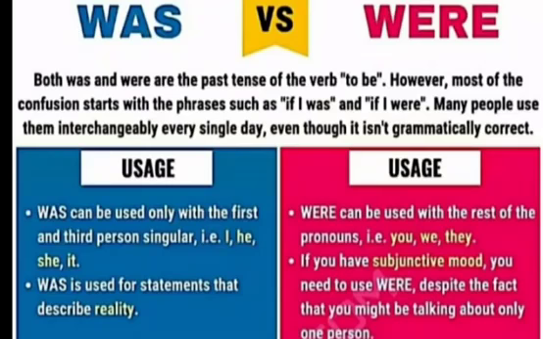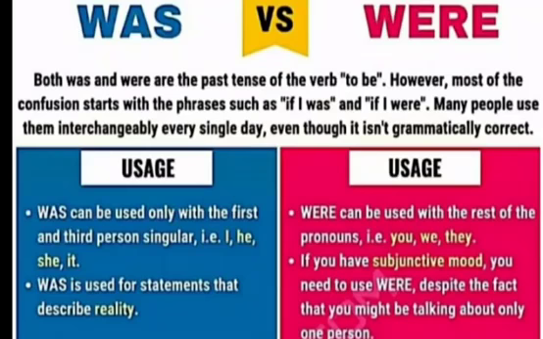Both was and were are the past tense of the verb to be. However, most of the confusion starts with phrases such as if I was and if I were. Many people use them interchangeably every single day, even though it isn't grammatically correct. So using if I was and if I were is a common error among the students. Yes. So let us look at the usage, where we can use was and were.